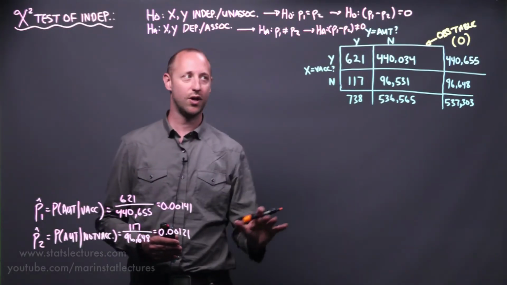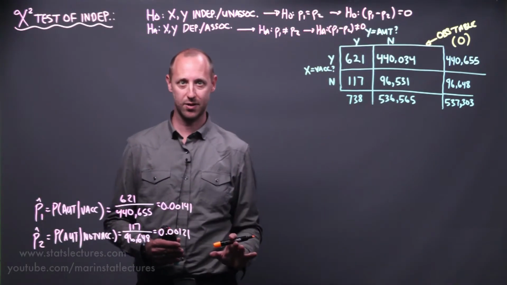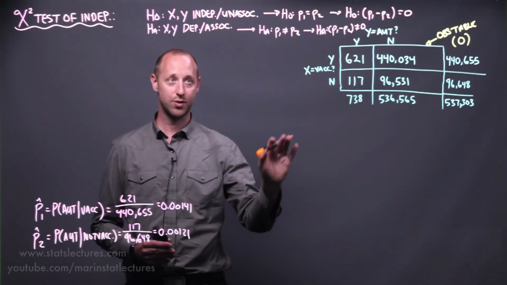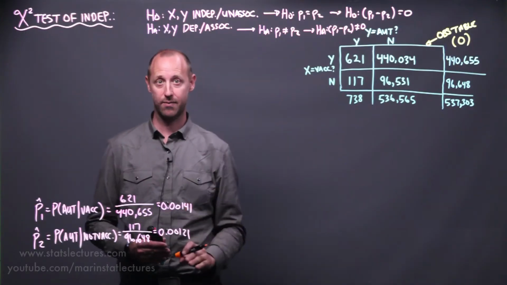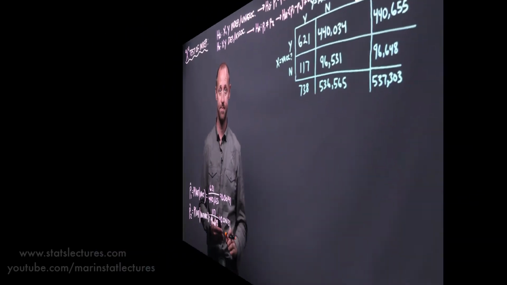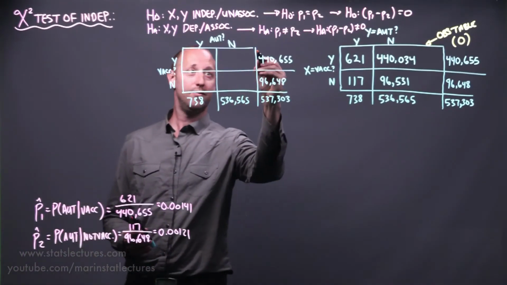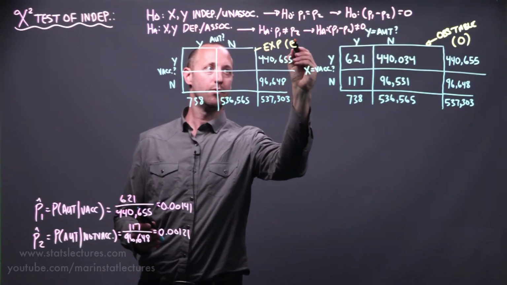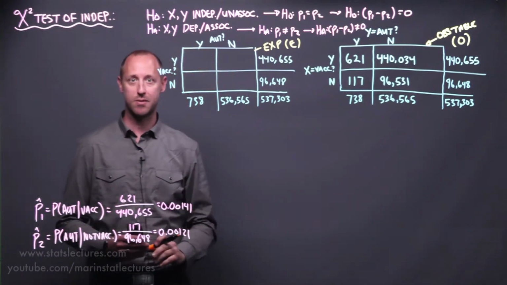So now what we'd like to work out is what would we expect this table to look like if the null hypothesis really were true, if there were absolutely no association between X and Y, or vaccination and autism. So here we have what we're going to label the expected table. With notation, we're going to use a capital E to represent this.